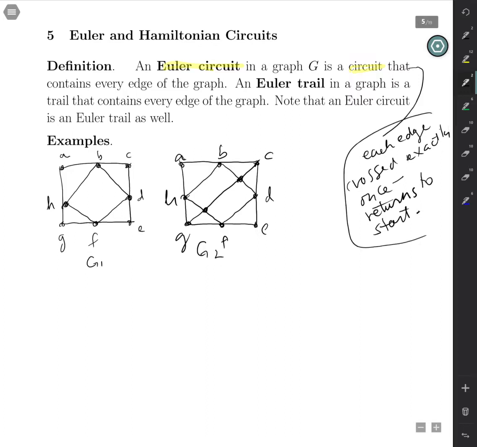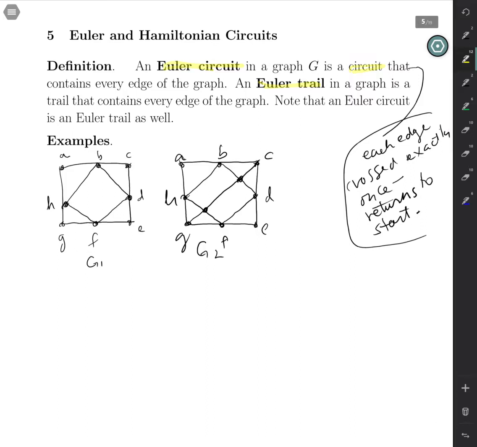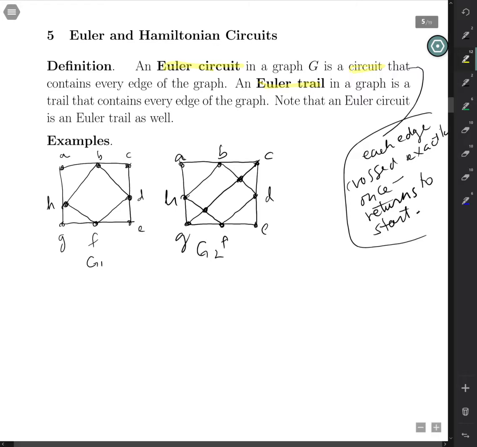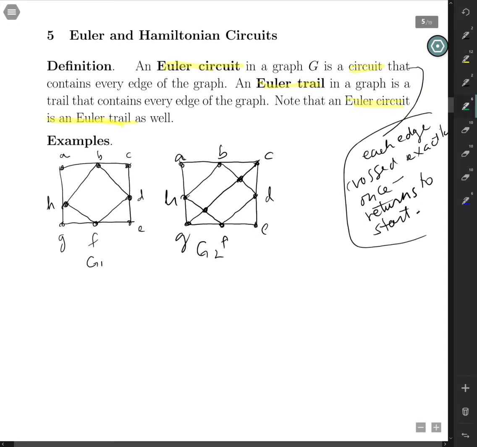So an Euler trail is a little bit more general term. An Euler trail in a graph is a trail that contains every edge of the graph, but it does not have to be a circuit. In other words, it doesn't have to be closed. But an Euler circuit is an Euler trail. It's just more required of it that it be closed as well. So it is a special type of Euler trail. So an Euler trail also uses each edge exactly once, but it needn't return to the start.